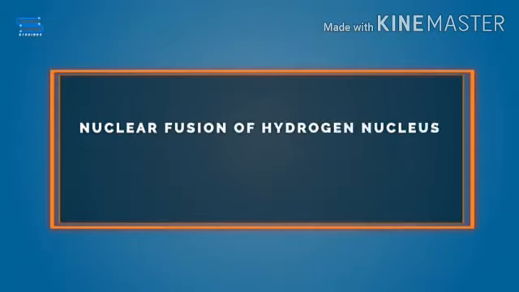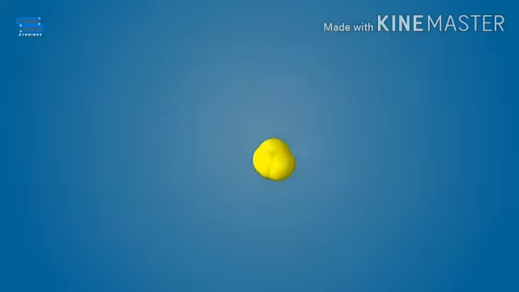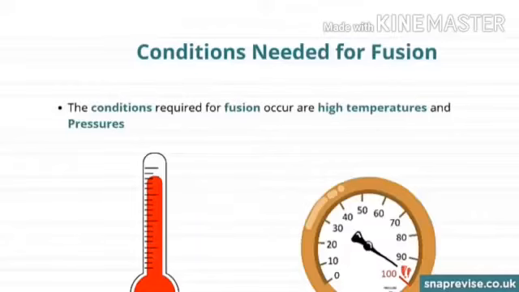This difference in mass is called mass defect. This mass is converted into energy based on Einstein's mass energy relation, E equal to mc squared, in 1905. E is energy, m is mass, c is velocity of light, 3 into 10 power 8 meter per second.